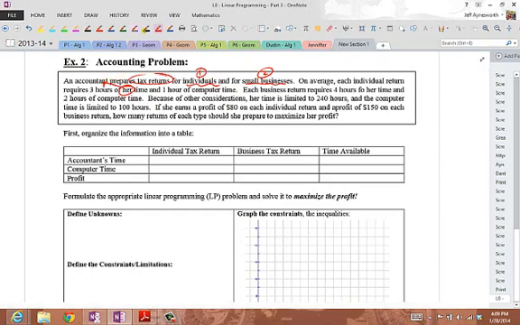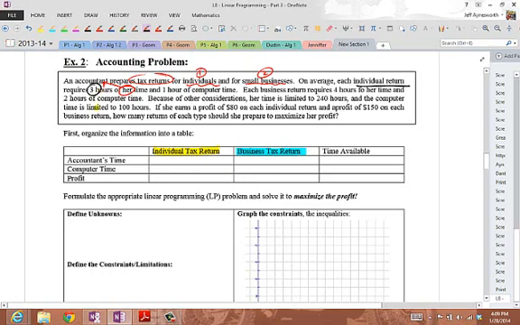So we're talking about the individual return here. Remember there are 2 types, individual and the business tax return, and we're describing what's going on with each. On the individual return, it requires 3 hours of her time and 1 hour of computer time. So 3 hours of her time, and 1 hour of computer time. This is in hours.